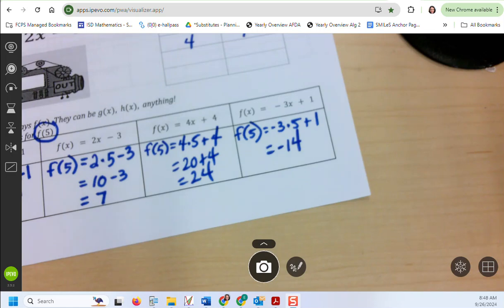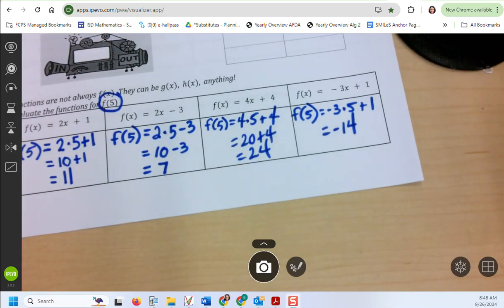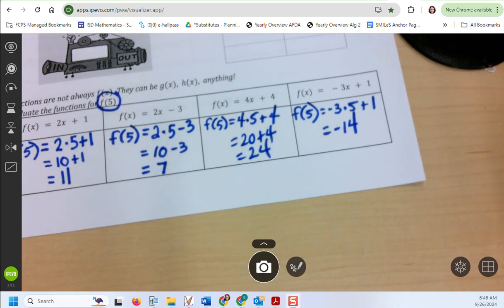All right, so when I ask you to do f of 5, all I'm saying is put 5 for the x. So when you're ready, you can turn the page. I'm just leaving that for another 30 seconds.